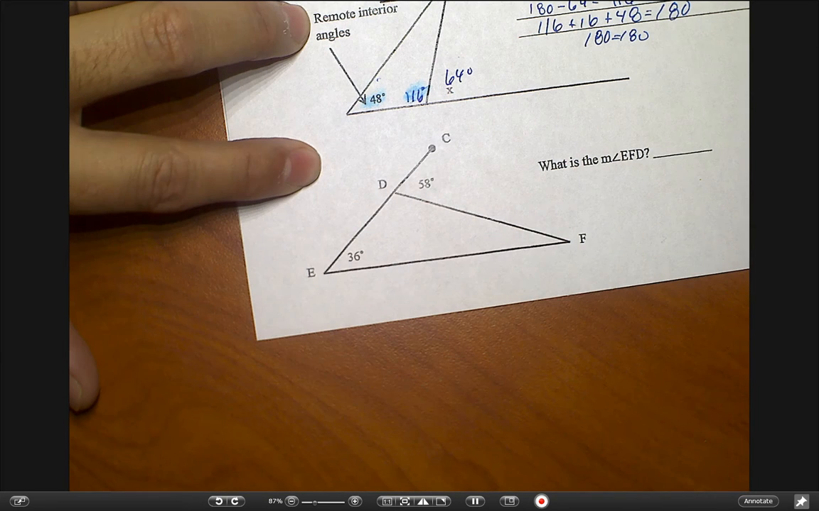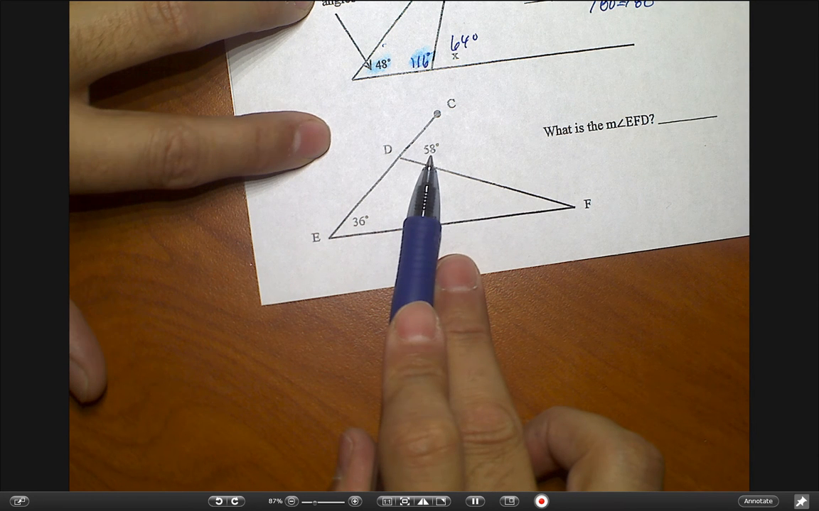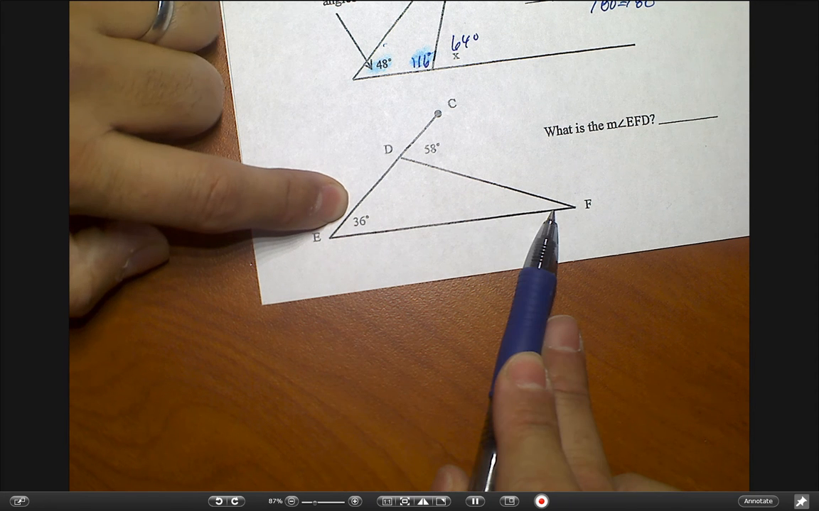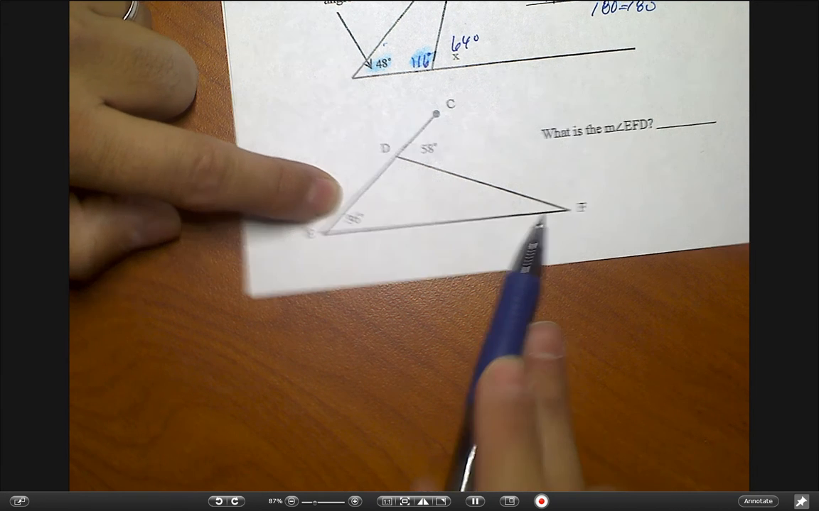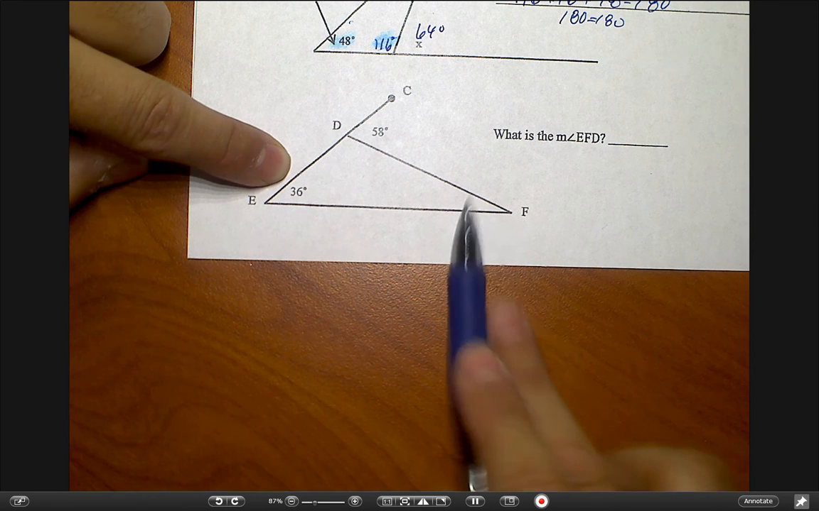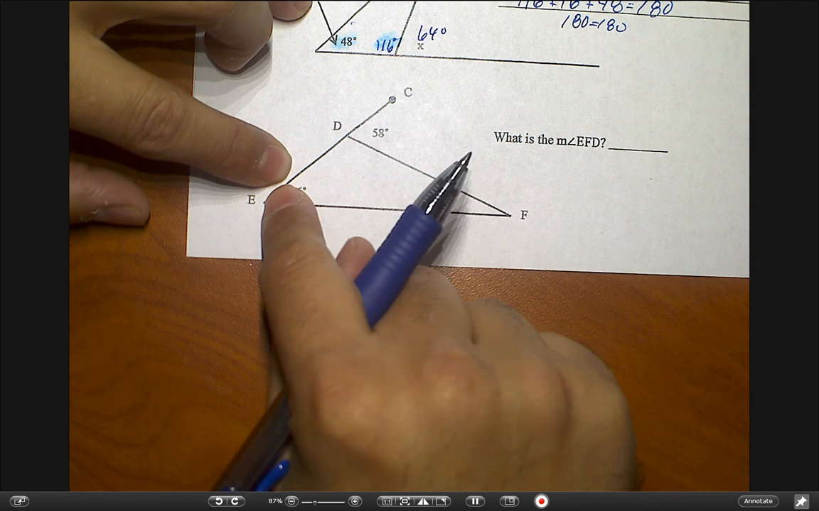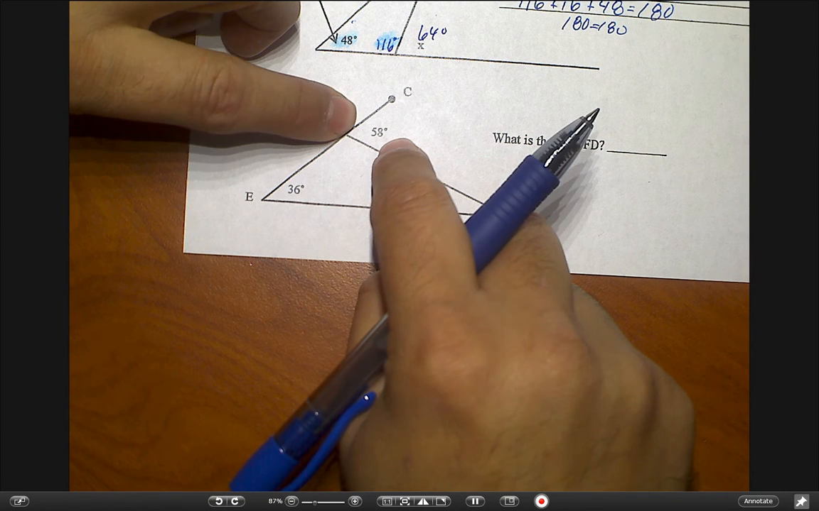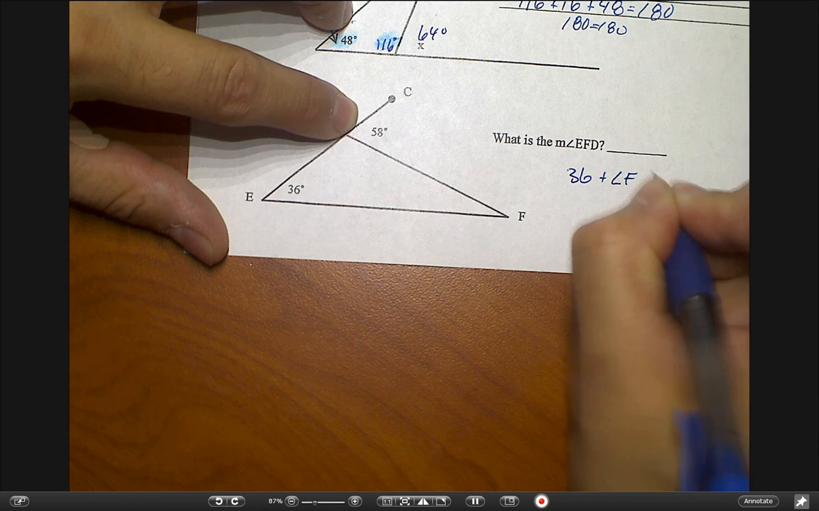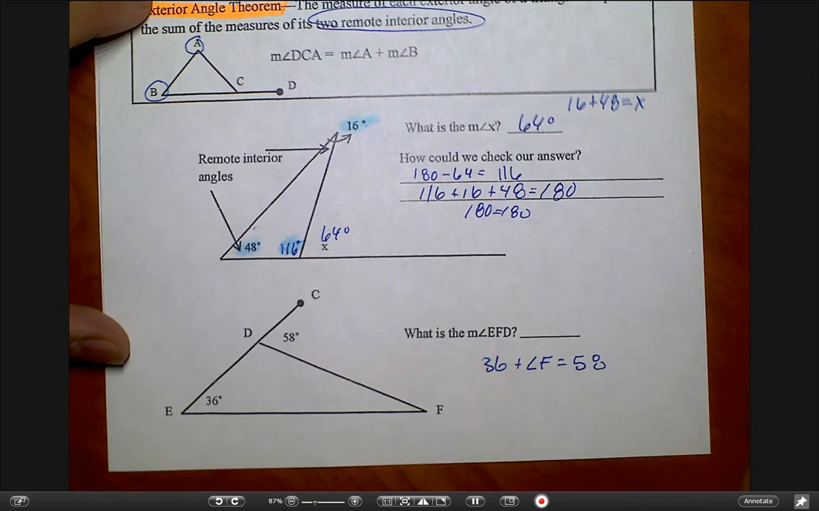Okay, so now, for this right here, we have the outside angle, right? This one's on the outside, this one's on the inside. Isn't this one also my other remote interior? Okay, so if this is another remote interior, if I don't know this one, I'm just going to call it angle F. So I know that my two remote interiors have to equal my exterior, right? So I'm going to say that 36 plus angle F equals 58.